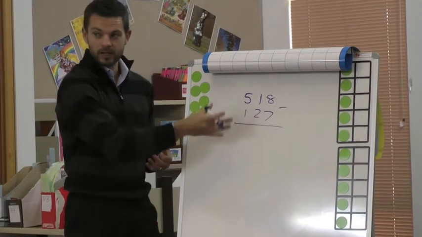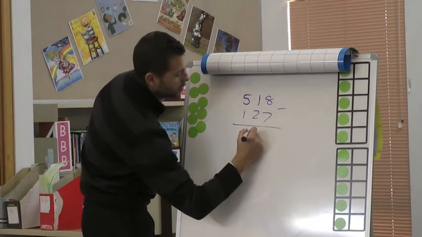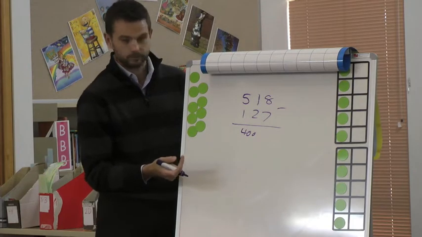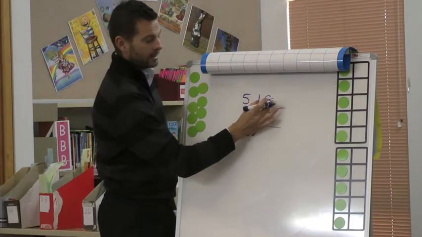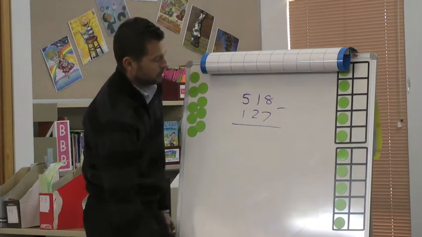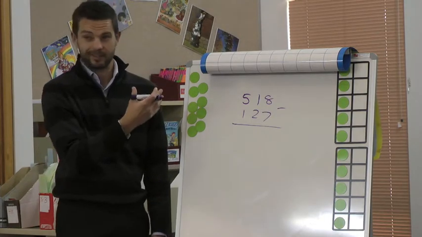Different strategies, different ways you can approach this. And I go 500 take away 100 is going to be 400. Got a problem, but I can't do 10 take away 20. I can't even go 18 take away 20. So I'm going to start again. I'm going to do, keep up with me, but this is my thinking.